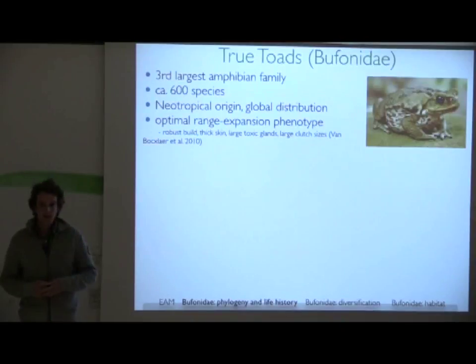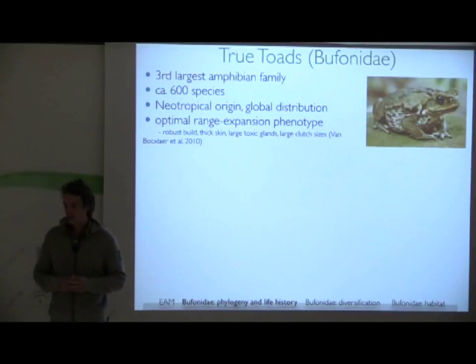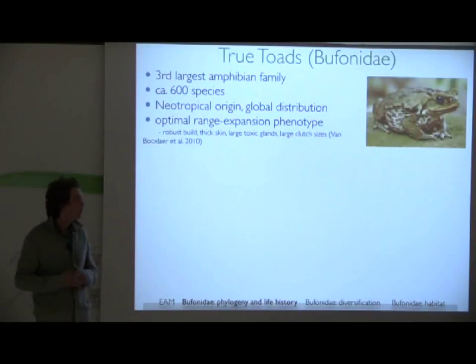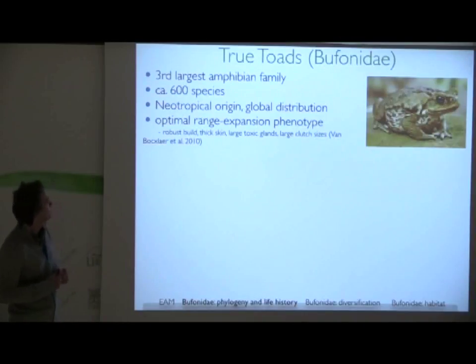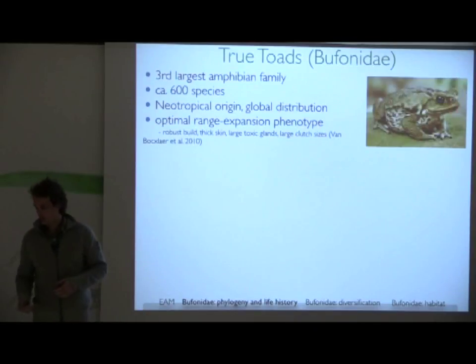So Bufonidae are the true toads. They're the third largest family of amphibians in the world, with about 600 species. They're neotropical in their origin, but they're cosmopolitan, so you find them pretty much everywhere. Their global success has been attributed to what's been coined the optimal range expansion phenotype, which basically describes the toads we're familiar with: these big stocky things with toxic glands, laying a huge number of eggs.